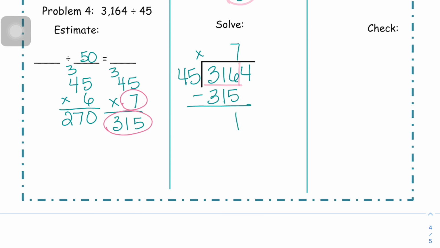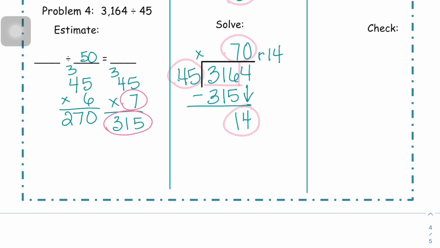6 minus 5 is 1. Bring down my 4. And I don't have enough to divide. So who remembers what I put at the top when I don't have enough to divide? 0. So now I've got 70, remainder 14.